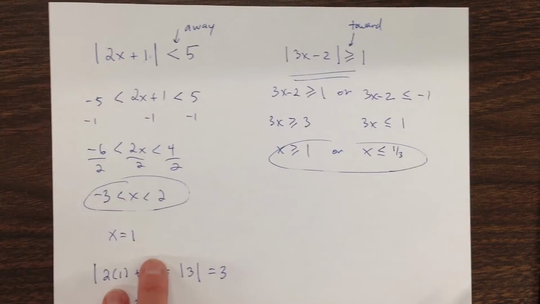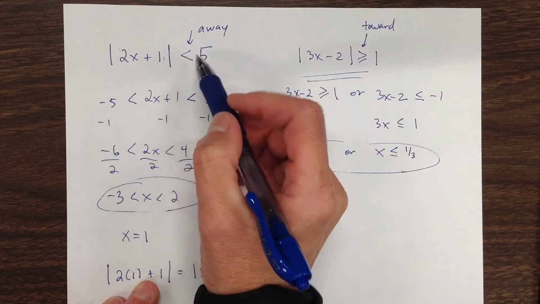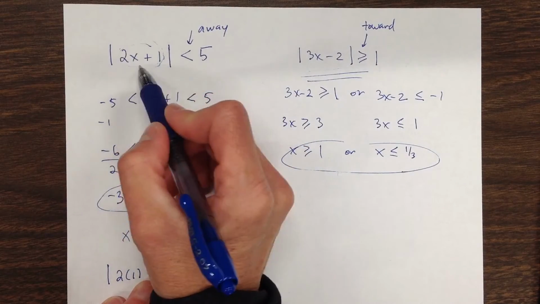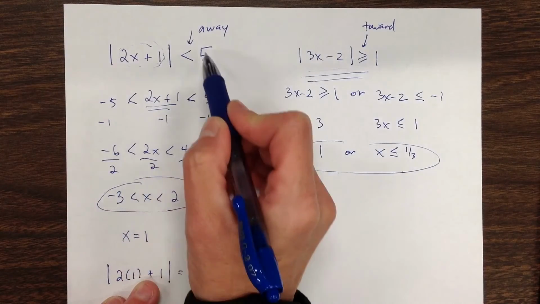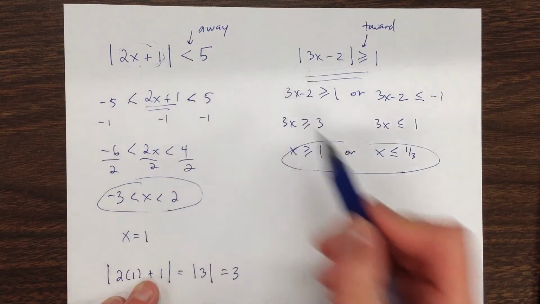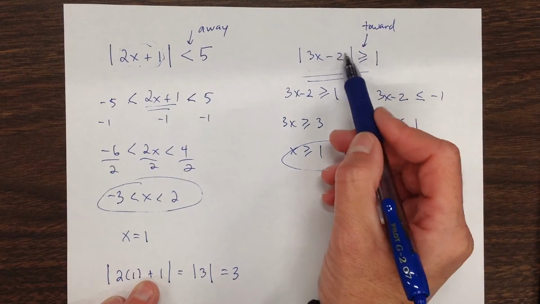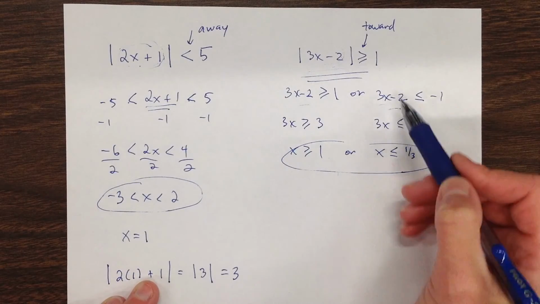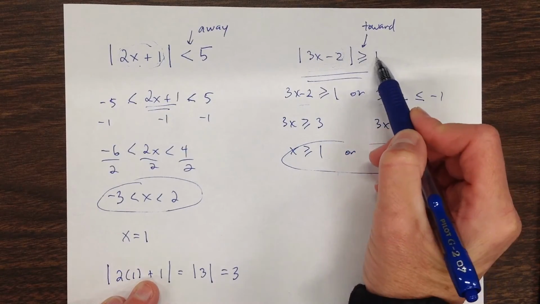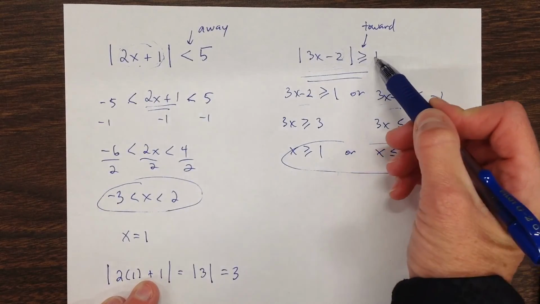Okay, so once again, to recap, when the inequality opens away from the absolute value, we take what's inside and put it between the positive and negative. And when it's opening toward, we take what's inside and we make it bigger than or equal to this number and smaller than or equal to the negative of this number.